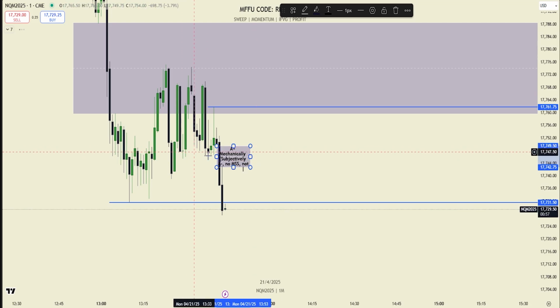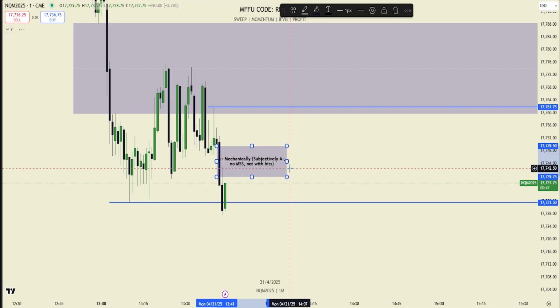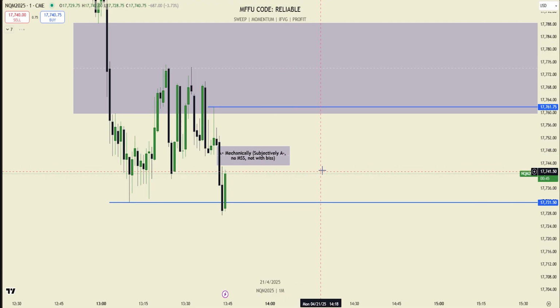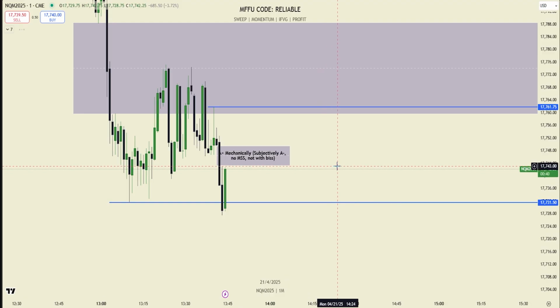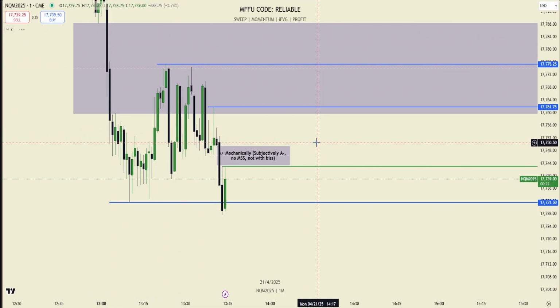But yeah, I'll probably take this if we get it in a single momentum candle, like on this candle or the next. I like the idea of targeting these relative equal highs here. So that's kind of why I would take this trade.